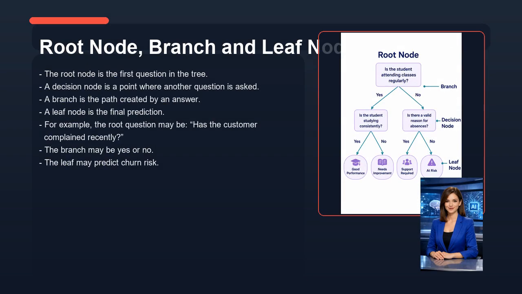Now let's look at root node, branch, and leaf node. The root node is the first question in the tree. A decision node is a point where another question is asked. A branch is the path created by an answer. A leaf node is the final prediction. For example, the root question may be, has the customer complained recently? The branch may be yes or no. The leaf may predict churn risk.